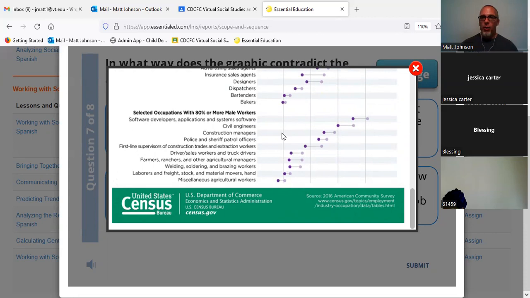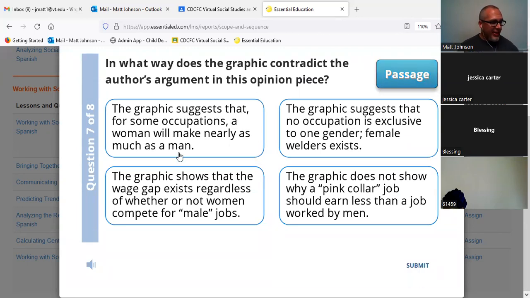So that's the other thing about the wage gap. Do we have more men in senior positions at those levels, which would indicate that they're going to have a higher salary, more experience? Have they been working in that field longer? So it doesn't tell you everything, but certainly you're looking at a problem here because there does seem to be a wage gap, even for women in those jobs who are making less. So it does contradict the text to some degree. So the graphic shows the wage gap exists regardless of whether or not women compete for male jobs.